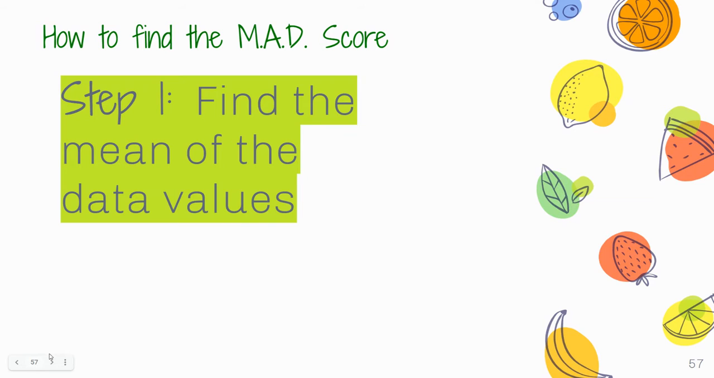So there are some steps to finding the mean absolute deviation. The first one is to simply find the mean of the data values. This is no different than what we've covered before. Put the data in order from least to greatest, add all of the data together, and divide by the number of data points that you added together.